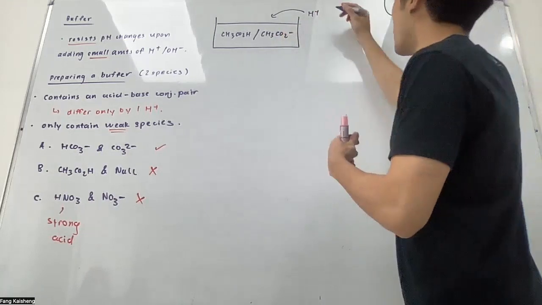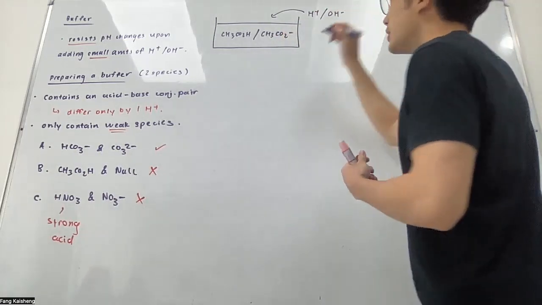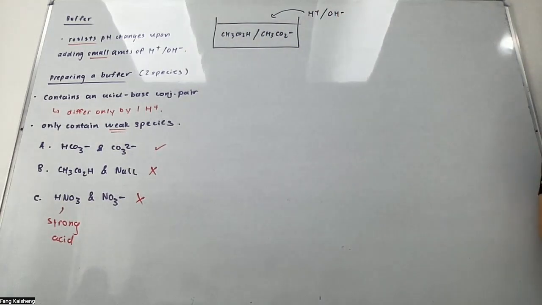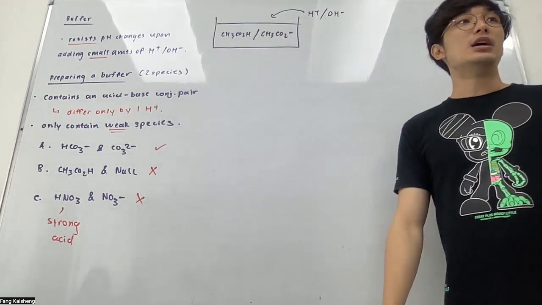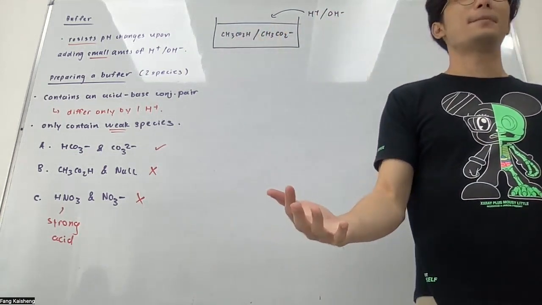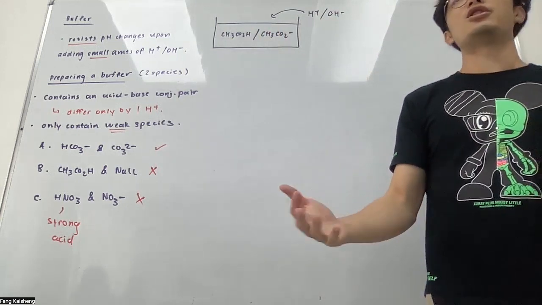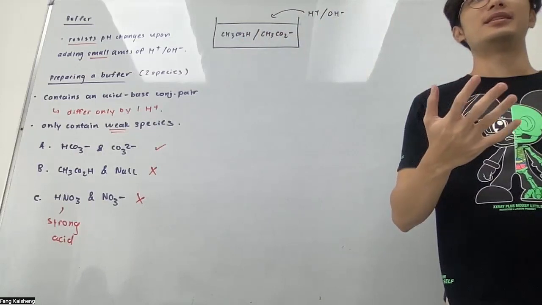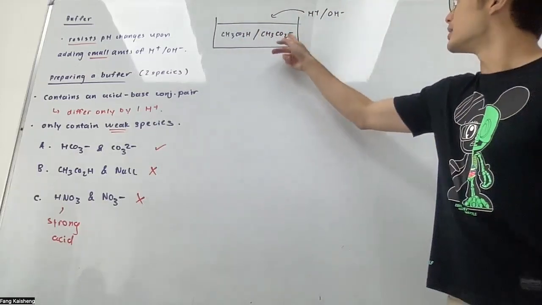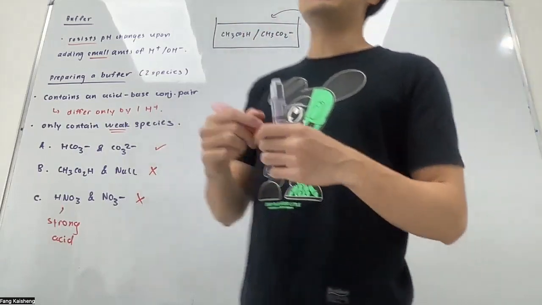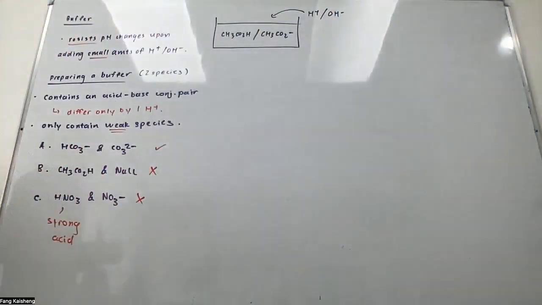Now, conversely, if I were to throw in OH minus, the pH doesn't change. Why? Because what happened to the OH minus? It has been removed by the acid instead. So it can remove both, because you have both species. So what's this reaction called? Base, acid, acid, base. This is a neutralization reaction.